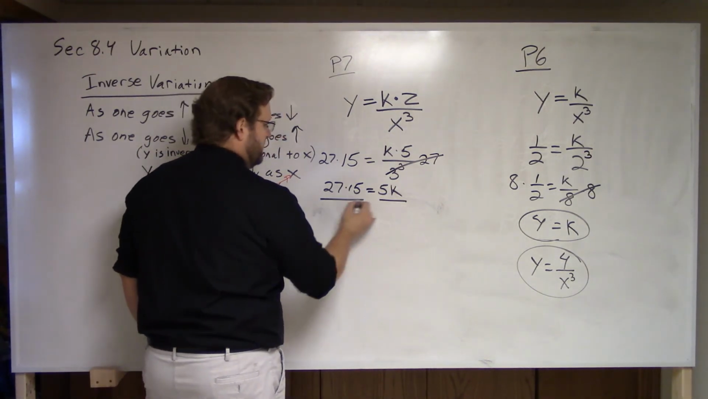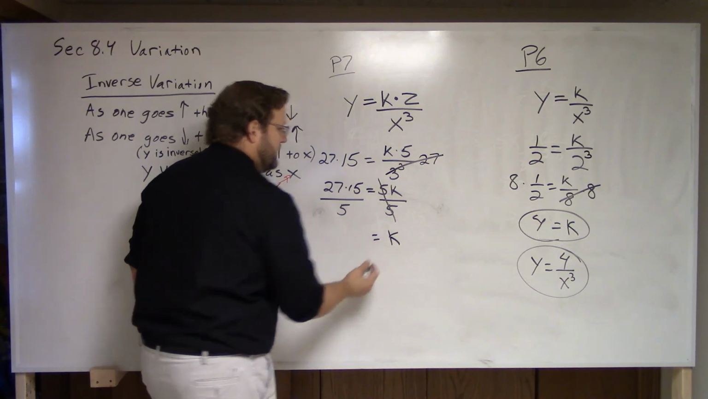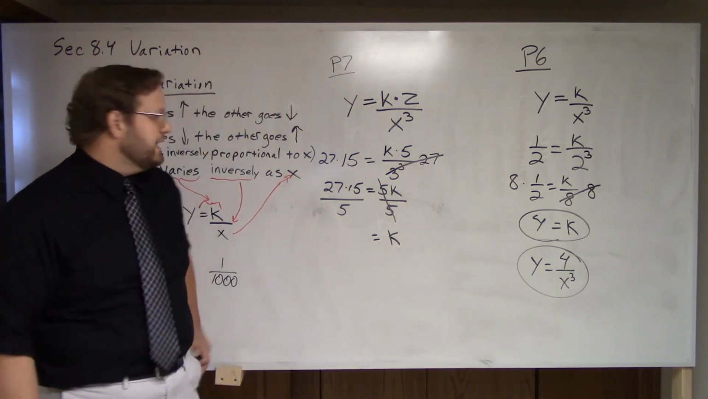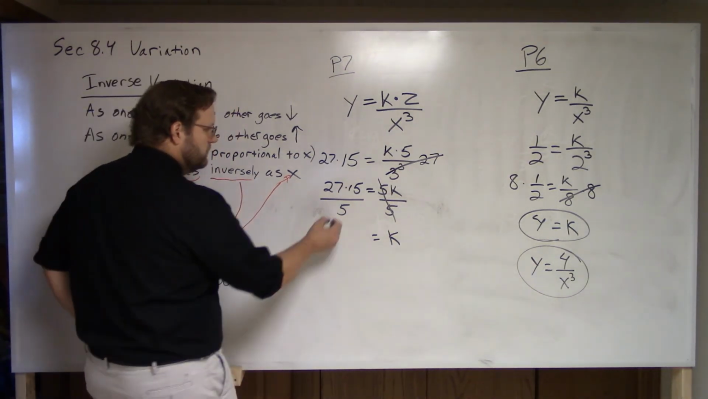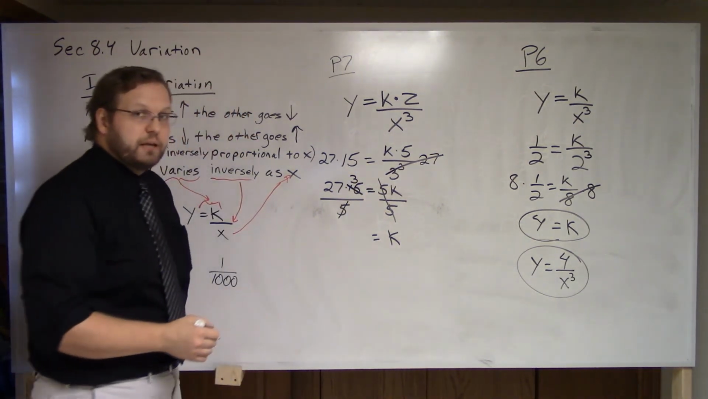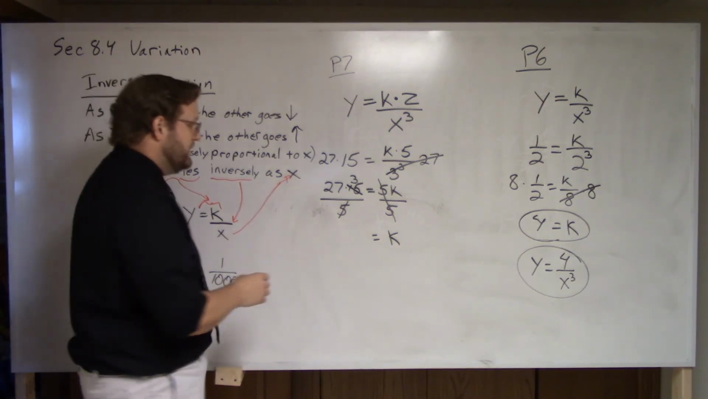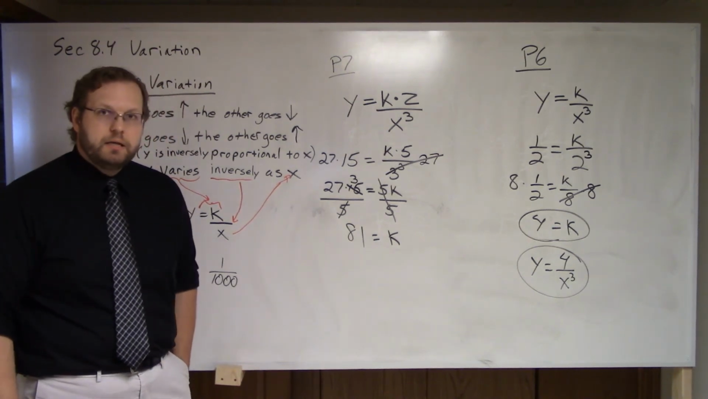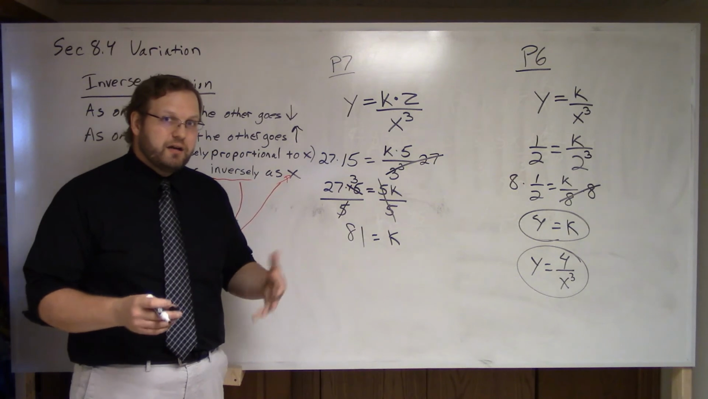Let's divide by 5. Now, why would I do that? Let's say I don't have a calculator. Let's say my calculator broke. Let's say I don't want to have to deal with 27 times 15. Because now, I don't have to do 27 times 15. I just have to do 27 times 3. And what that gives me is 81.